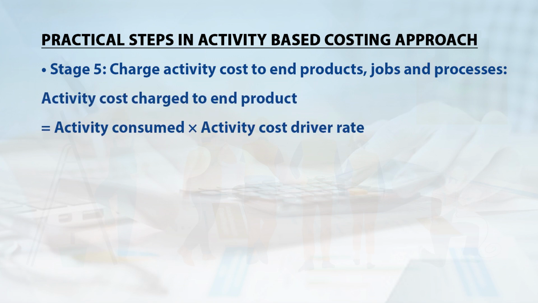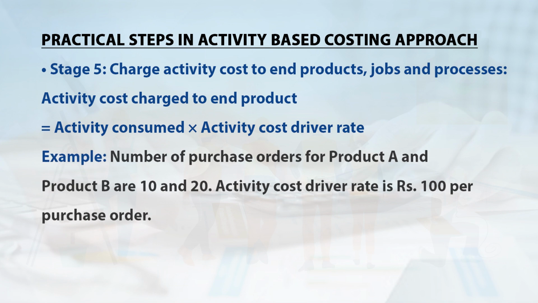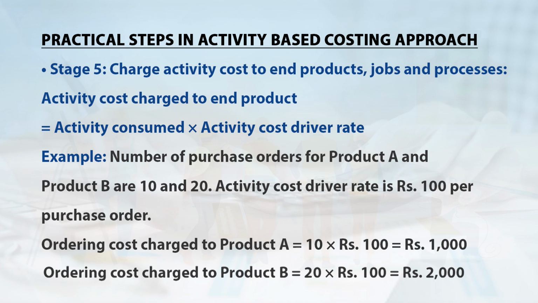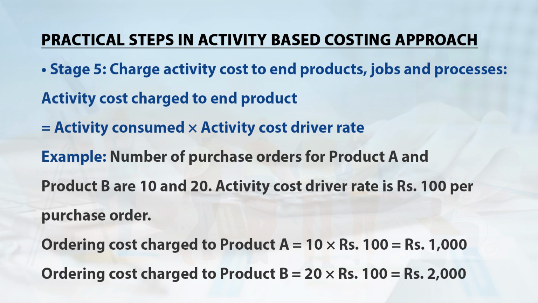Stage 5, charge the activity cost to end products, jobs and processes. Activity cost charged to end product is equal to activity consumed multiplied by activity cost driver rate. For example, number of purchase orders for product A and product B are 10 and 20 respectively. Activity cost driver rate is rupees 100 per purchase order. Then the ordering cost charged to product A is equal to 10 orders multiplied by 100, which is equal to 1000 rupees, and ordering cost charged to product B is equal to 20 orders into rupees 100, which is equal to rupees 2000.